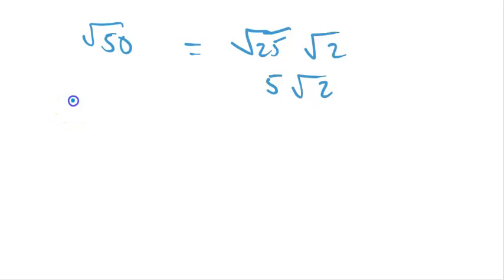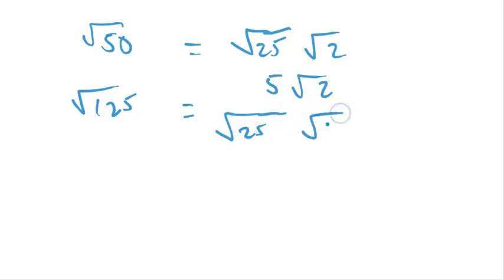How about if we have root 75? You can write it as root 25 times root 3, because 25 times 3 is 75. So what is the perfect square for this? What is the square root of 25 basically? That is 5 root 3.